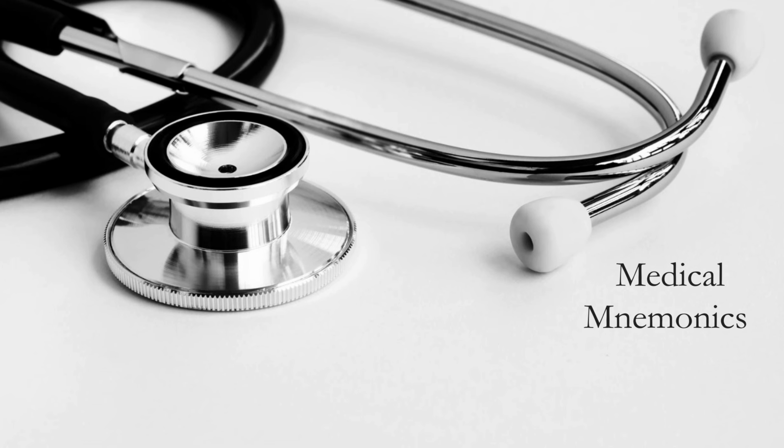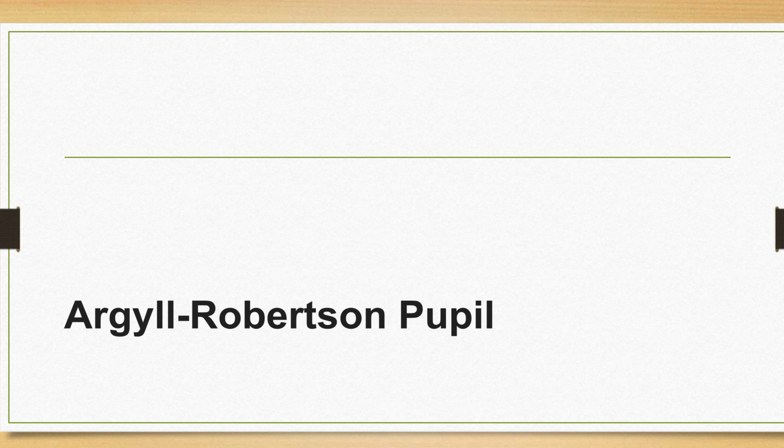Going to give you a mnemonic regarding Argyll Robertson pupil. As we know, this is a common sign seen in neurosyphilis, where there is a light and accommodation dissociation, which basically means when you shine a light to the eyes, it won't constrict. However, it constricts when you see a near object. That means the accommodation reflex is present, however, the pupillary reflex is absent. So this is a hallmark of the Argyll Robertson pupil, which is called light-near dissociation.